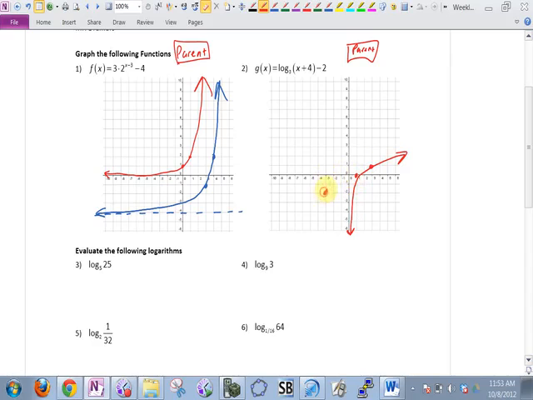So we have a point at negative 3, negative 2. We have a point at negative 1, negative 1, and a vertical asymptote. Oops, I'm supposed to be doing this in blue.